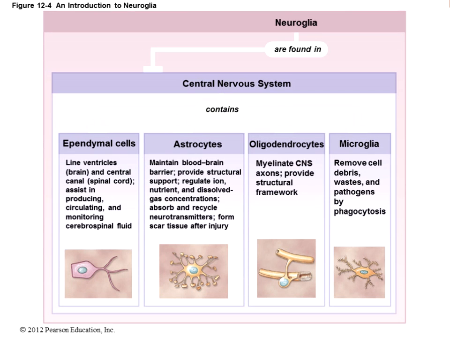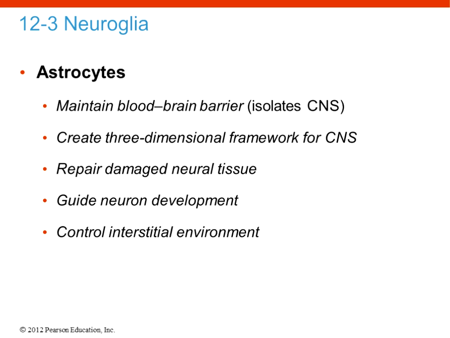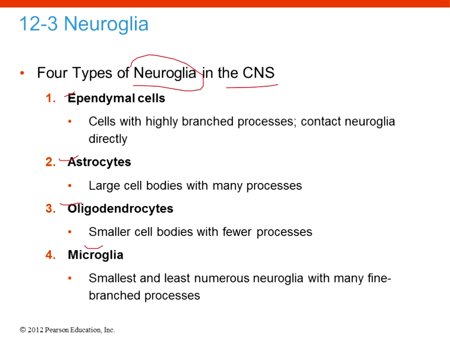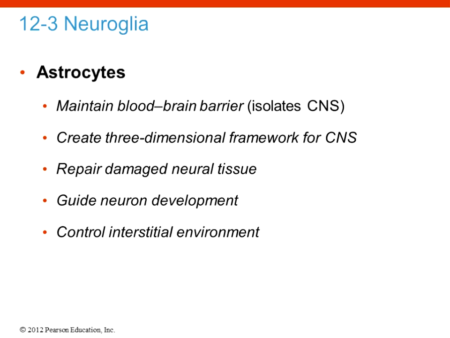So if you look at the image, you can see here is one of the 4 categories of ependymal cells. And this is a great slide because it sort of shows a picture of it, gives you an idea of what it's doing, lining the ventricles and the central canal, assisting in producing, circulating, monitoring of CSF. All right? So that's one type, ependymal cells.